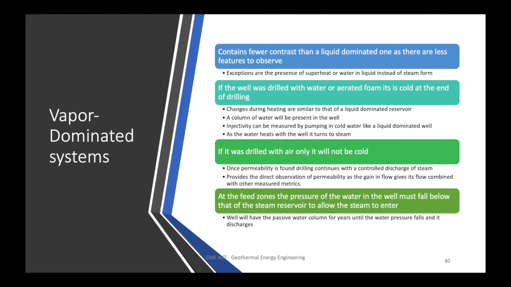At the feed zones, the pressure of the water in the well must fall below that of the steam reservoir to allow the steam to enter. The well will have a passive water column for years until the water pressure falls enough that it can discharge.